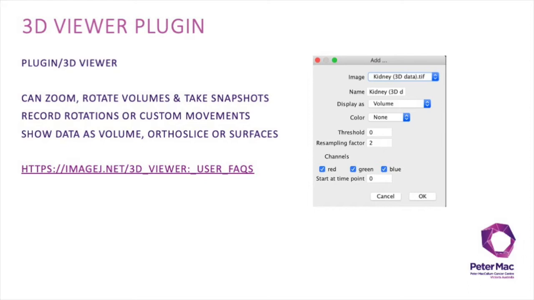VG also has a 3D viewer plugin which you can access in the plugin menu. This allows you to zoom, rotate volumes and take snapshots. It also allows you to record rotations and custom movements into movies. You can also show the data as a volume, as orthoslice and surfaces.